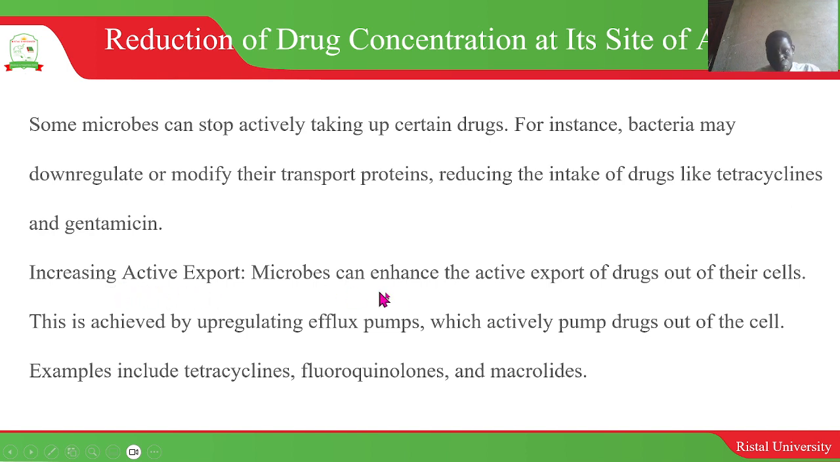Increasing active transport, so microbes can enhance the active export of drugs out of their cells. Okay, this is another mechanism. So they can either stop taking the drug in actively or they can increase the exports. In the first example, the drug is not taken in. In the second example, the active transport, the drug enters the body, but it's quickly taken out, therefore making the bacteria survive. This is achieved by upregulating efflux pumps, which actively pump drugs out of the cell. Here we have fluoroquinolones mentioned also, tetracycline, and the macrolides.